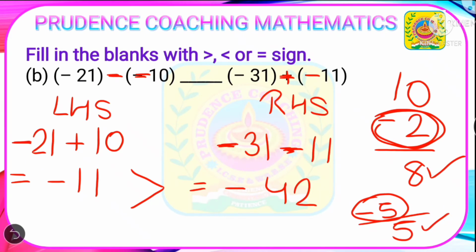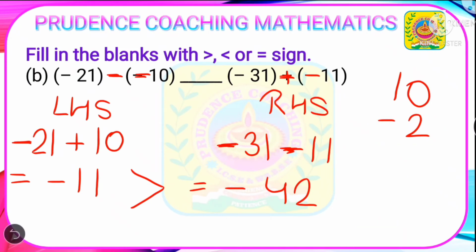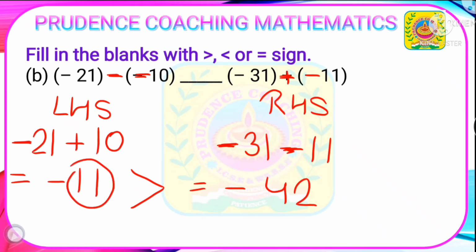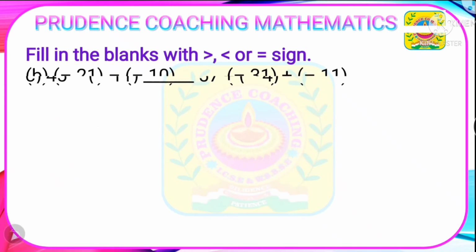So here, when you are comparing negative numbers, the number which is smaller will be greater than the bigger one. So here minus 11 is greater than minus 42. So here the sign will be like this, that is greater than. LHS is greater than RHS. Let us move on to the next one.